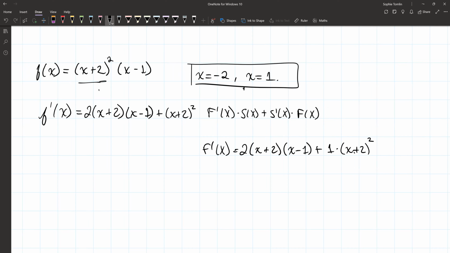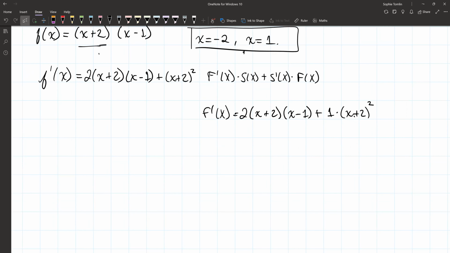(x plus 2) squared. And so then the next thing that we have to do is find where our first derivative is equal to 0, because that's going to give us the points where our function either goes from increasing to decreasing or vice versa. So this expands to a quadratic. So let's do that really quick.